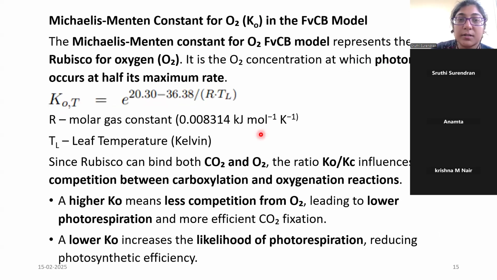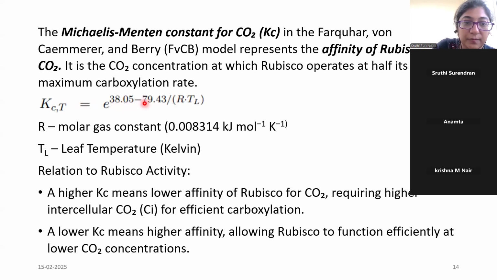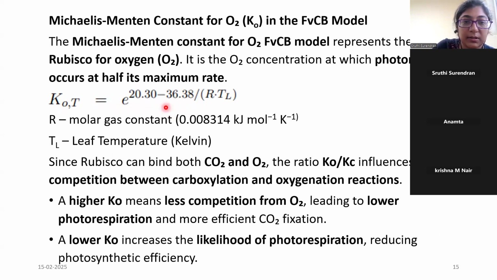The same way, the Michaelis-Menten constant for oxygen also has, again based on the same theory, the values 38.05, 79.53, 20.3 and 36.38. Again, this is estimated as a function of temperature only. Here also it is giving us the affinity of Rubisco for oxygen. So if we find this ratio of K0 by Kc, that is the Michaelis-Menten ratio for oxygen and carbon dioxide, it will give us an idea about how the carboxylation and oxygenation reactions are happening, which is occurring more or which is occurring less, is something that we can understand from these Michaelis-Menten constants.